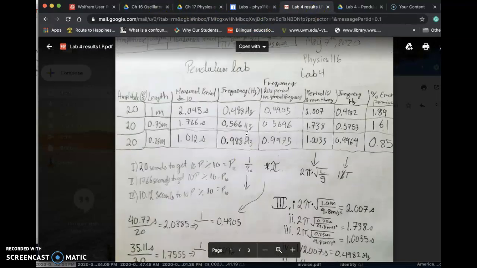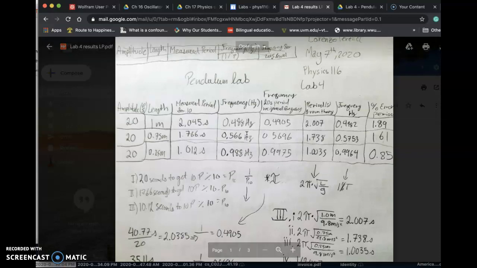So from our results, we found that in the first one, when it was 1 meter, the measured period for 10 periods was 2.045 seconds, and that the frequency was 0.488 hertz. And then when we changed that to 20, it was 0.4905 hertz. And then we do the equation of 2 pi times the square root of the length of the pendulum divided by the gravitational constant, which on Earth is 9.8 meters per second squared.